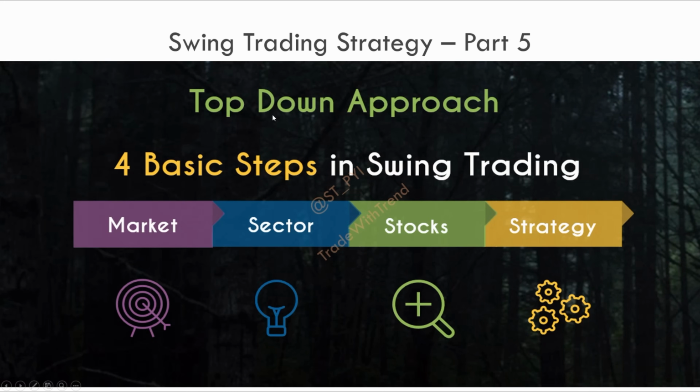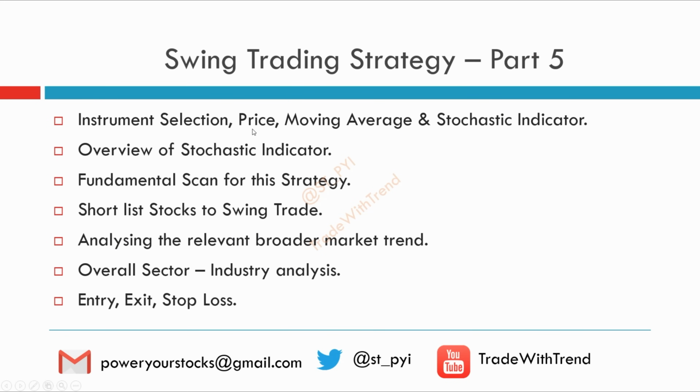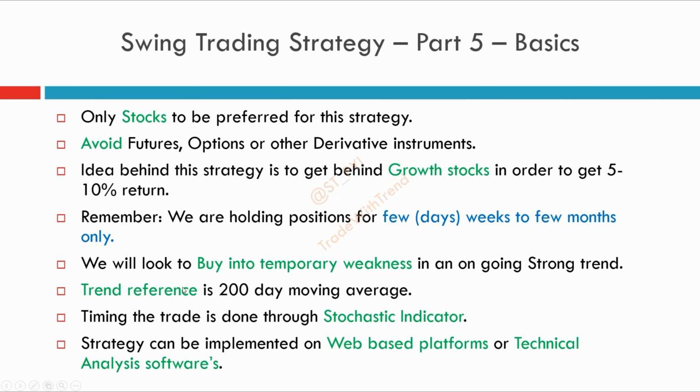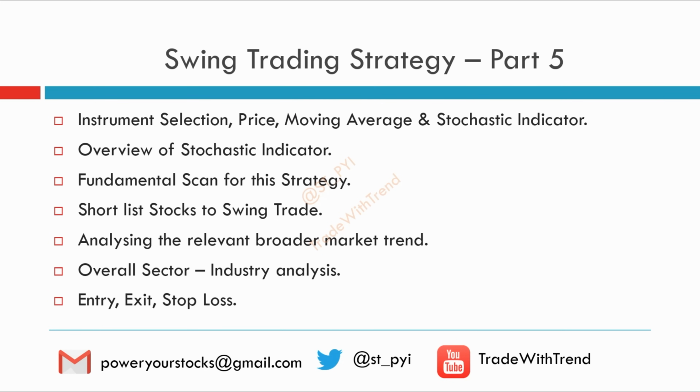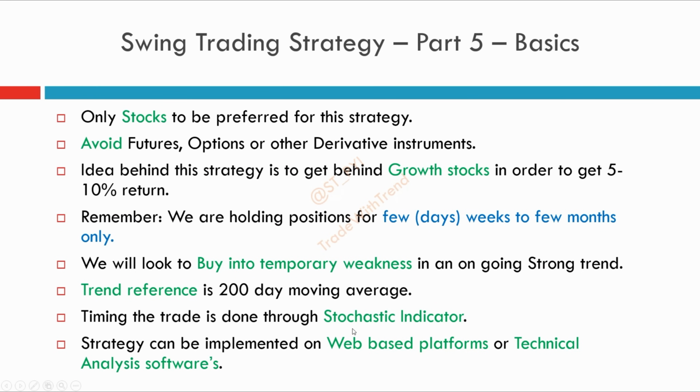In the previous slide, I had shown you that you need 3 things, that is price, moving average and stochastic indicator. The moving average we require to determine the trend. So the trend reference would be a simple 200-day moving average. Just remember that my trading revolves around extremely simple things, which is why in most of my videos, you'll find just 1 to 2 indicators, or mostly I trade with price action. The stochastic indicator mentioned here is for timing purposes.